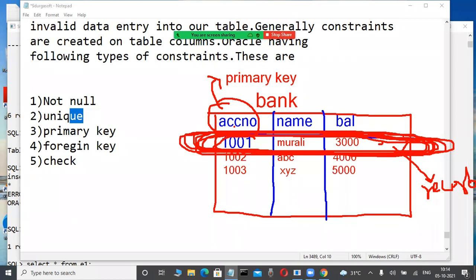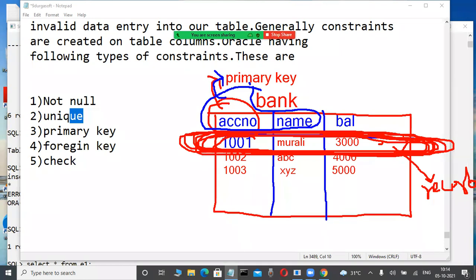In many situations, one column is not helping to uniquely identify the record in a table. In those types of situations, in a database project, only a combination of more than one column makes primary unique identification of the record possible. That is called a composite primary key. Observe here. Suppose in this example, account number plus name is a combination. Unique identification of the record is, for example, possible.